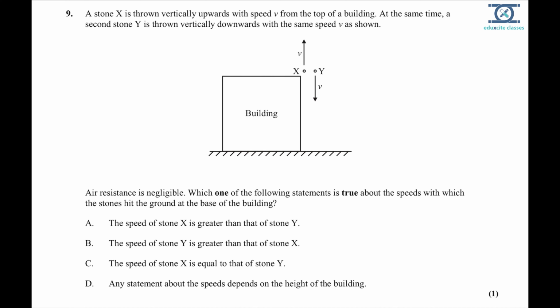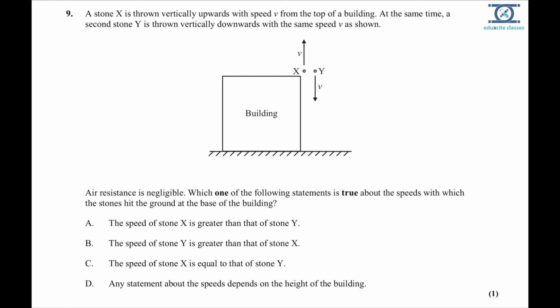Now question number 9. A stone X is thrown vertically upward with speed v from the top of a building, and at the same time a second stone Y is thrown vertically downward with the speed v as shown. Air resistance is negligible. Which one of the following statements is true about the speed with which the stones hit the ground at the base of the building? Now this is a very common question.